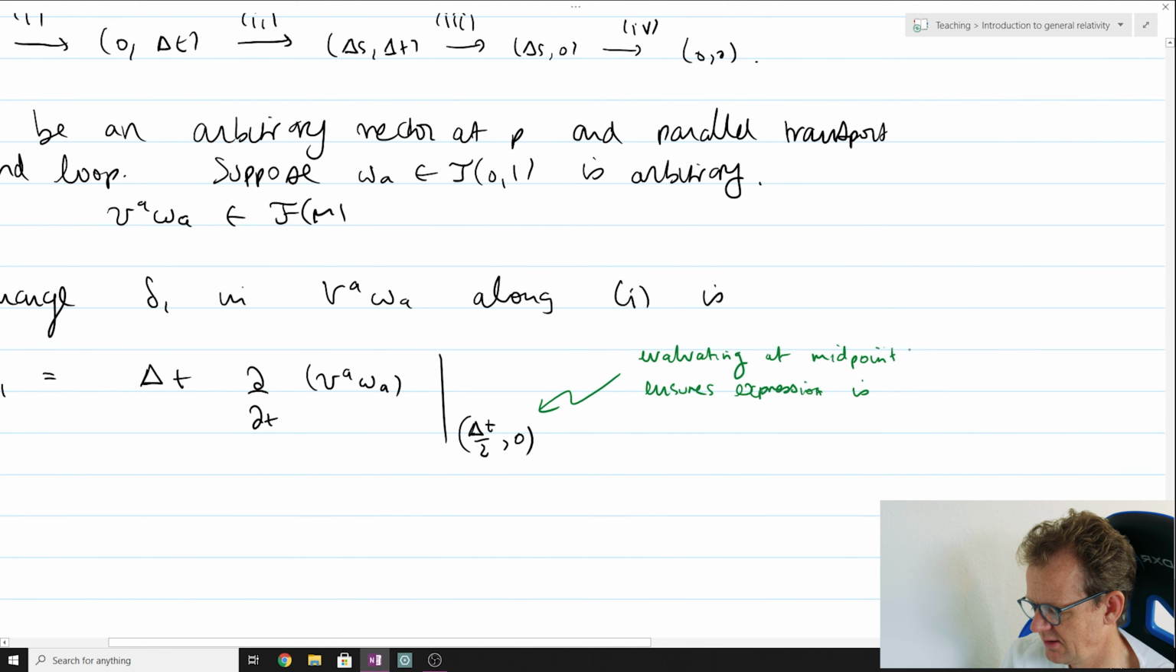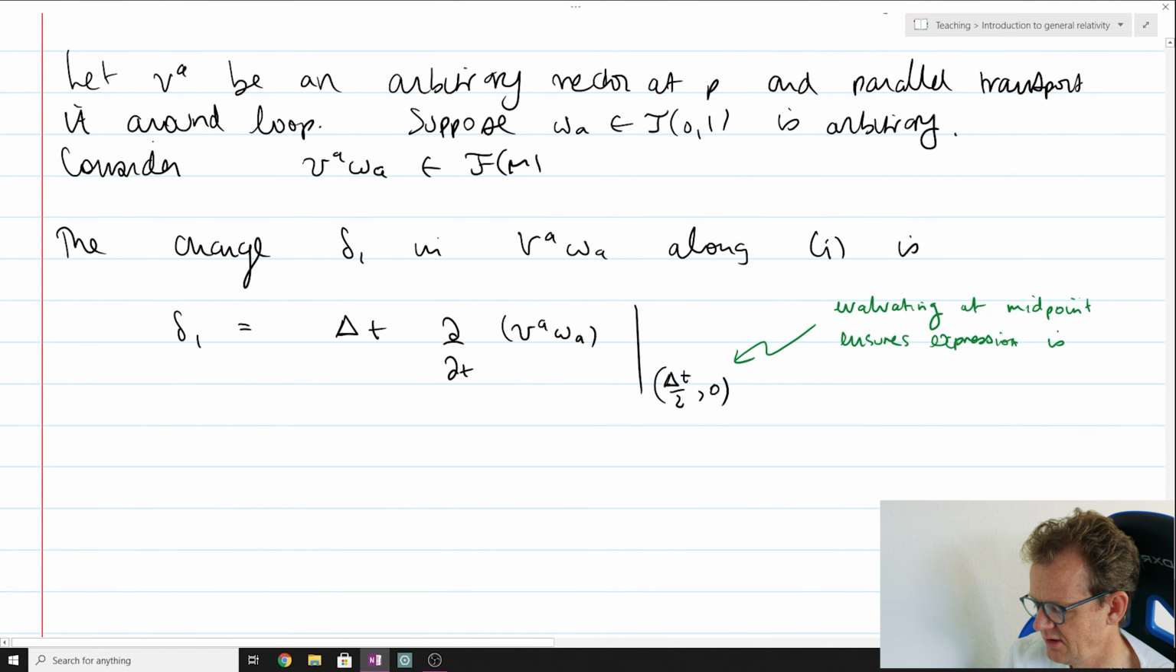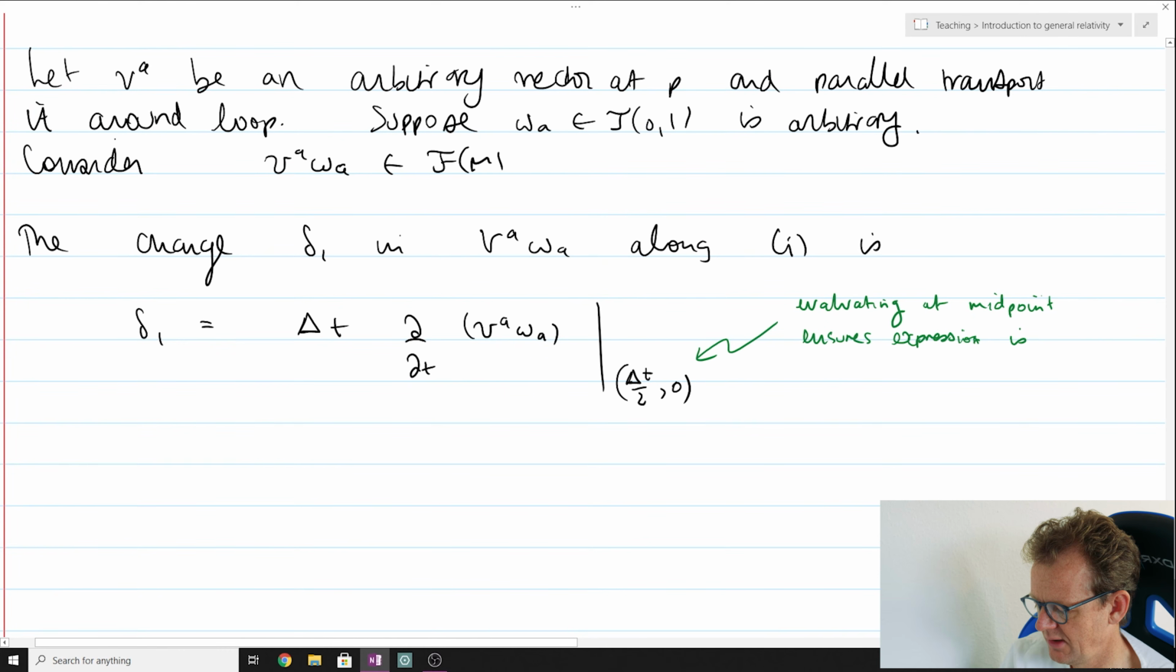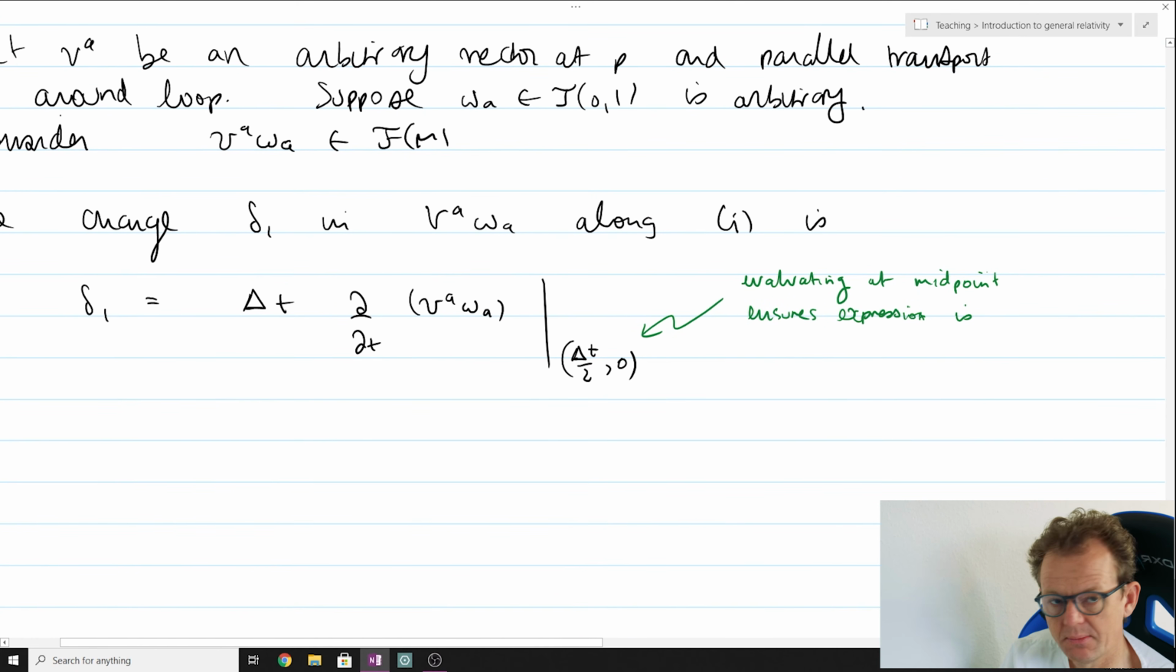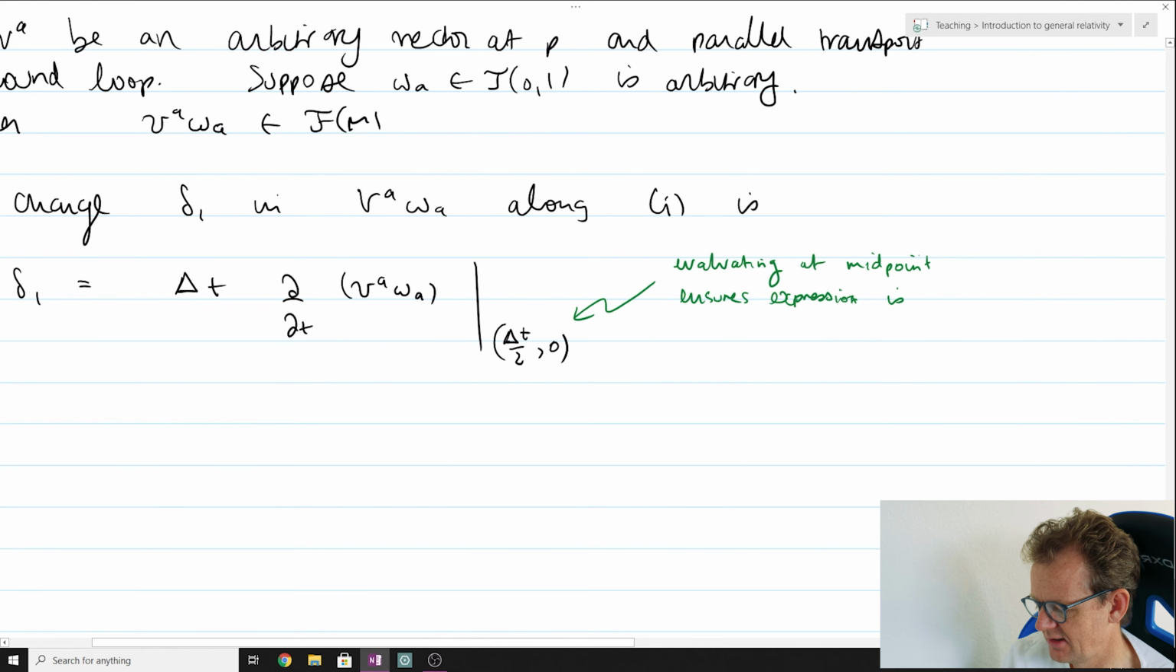So evaluating this expression for the change delta 1 in this scalar function V^A omega_A, if you evaluate that at the midpoint, you actually get an expression that's correct to second order. Even the second order term is correct. That's a handy trick to know.